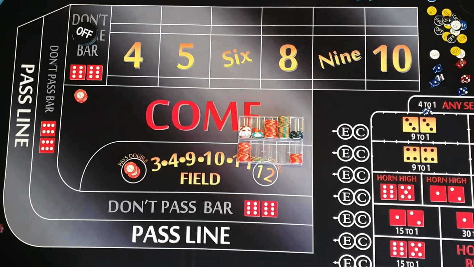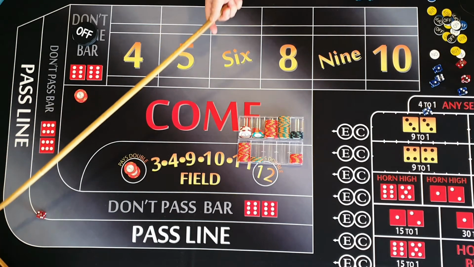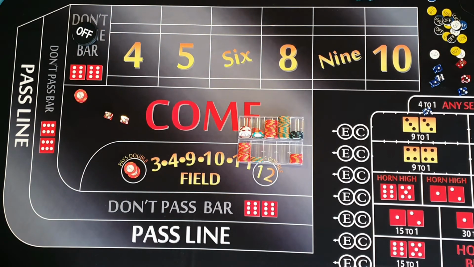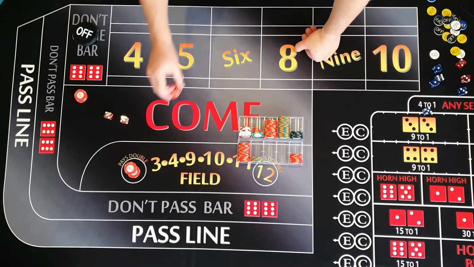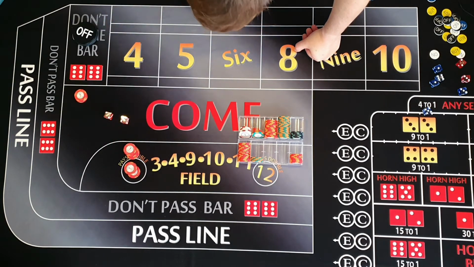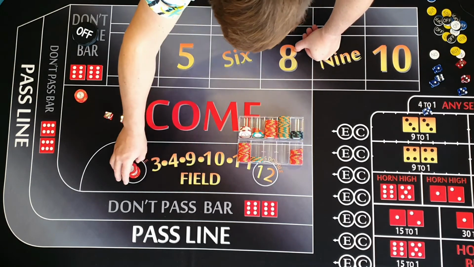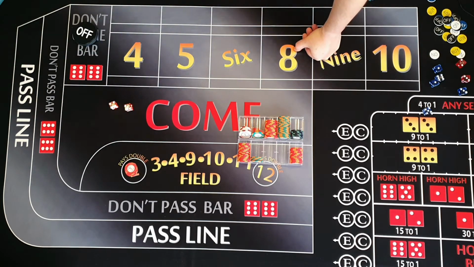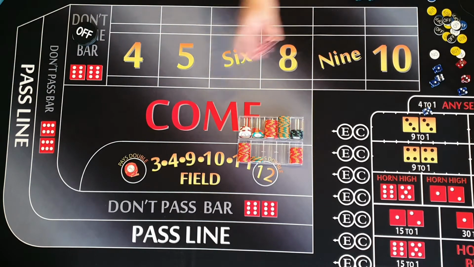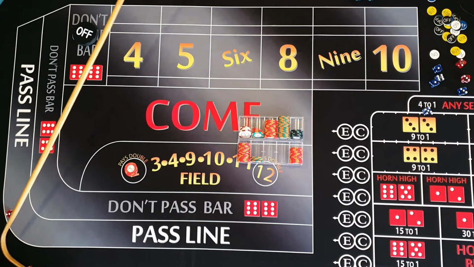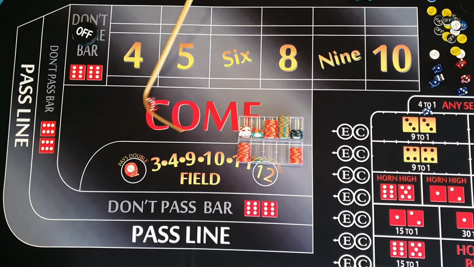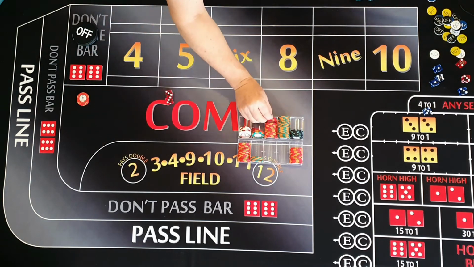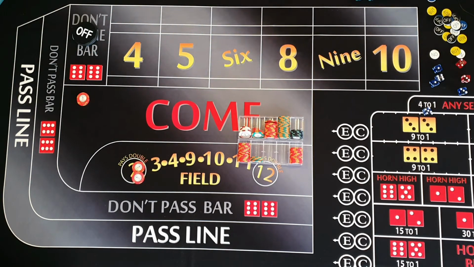Parlay. And 4. 4 come hard. So we win that one. Put that back in our rack. Start over. Six came hard. And there's a 9 again. Tell you what, that 9 is hot today.